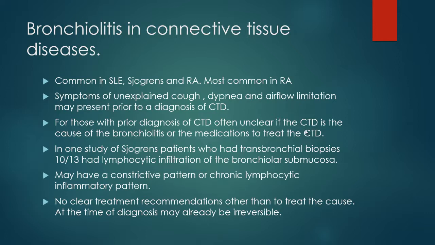The subtype that is fairly common in connective tissue disease is of the lymphocytic infiltration of the bronchiole submucosa. Many have the constrictive pattern and chronic lymphocytic inflammatory pattern. There are no clear recommendations to treat bronchiolitis in connective tissue diseases. A lot of the time it's actually not diagnosed because we're looking for other things, such as infection in patients who are on immunosuppressants or pulmonary hypertension, like I talked about. At the time of diagnosis, because of the nature of the histologic subtype, it may already be irreversible. So at that point, you just kind of like manage your connective tissue disease to prevent further deterioration.